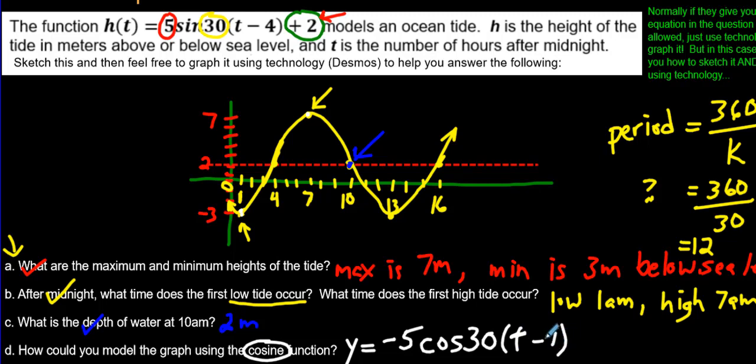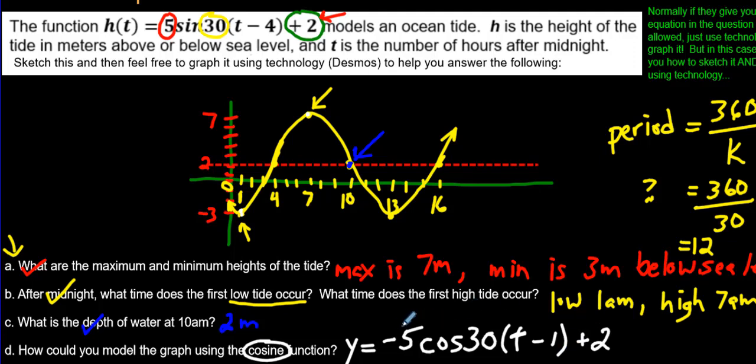Why 1? Because this whole sinusoidal curve has moved 1 over from the y-axis. Okay? And the last number is the axis of the curve, which is still 2. So this would be our equation. If we were to write this using cosine, this is what it would look like.